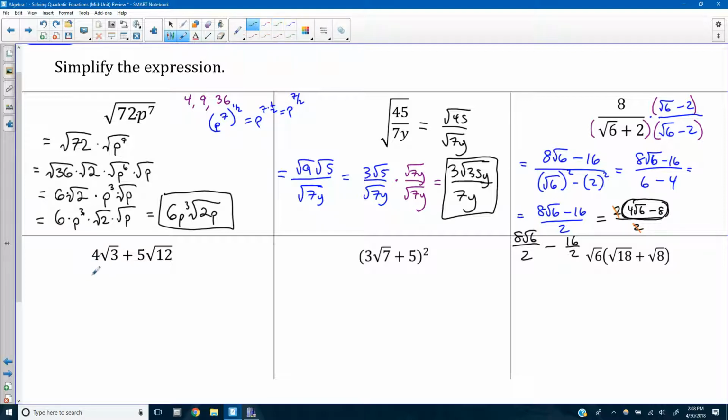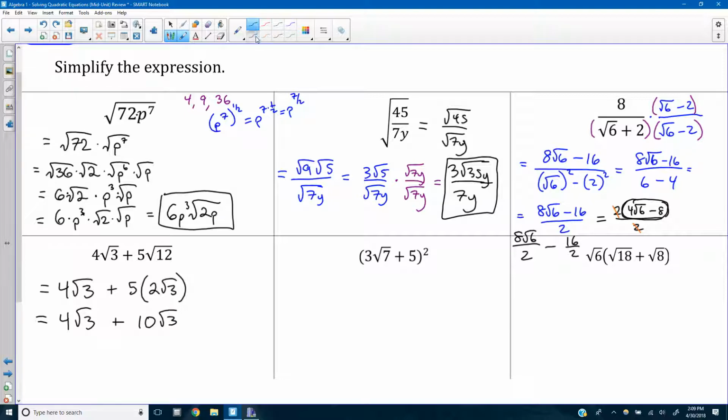Square root of 3 has no perfect squares. That's still 4 root 3. But root 12, well, root 12 is root 4 times root 3. So that makes it 2 root 3, and that is multiplying by 5. 5 times 2, as they're both rational values, is 10. And so that gives you 4 root 3 plus 10 root 3.